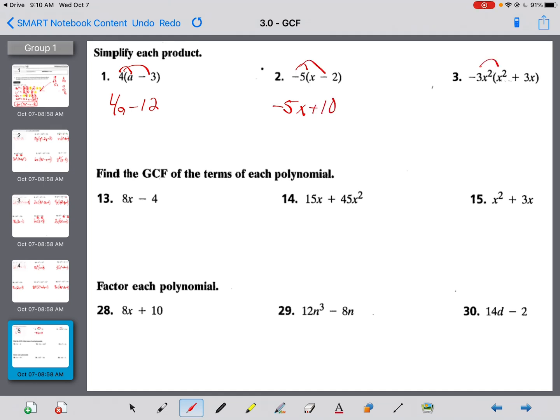Negative 3x squared times x squared is negative 3x to the fourth. And negative 3x squared times 3x, that's going to still be negative. 3 times 3 is 9. X squared and x makes x to the third. 2 of them and 2 of them makes 4 of them. 2 of them and 1 of them makes 3 of them. You add the exponents when the base is the same.